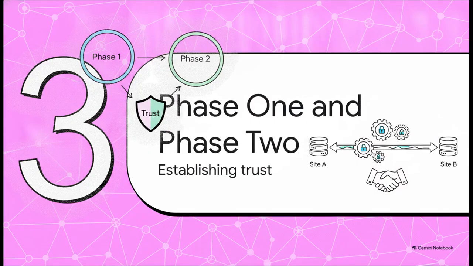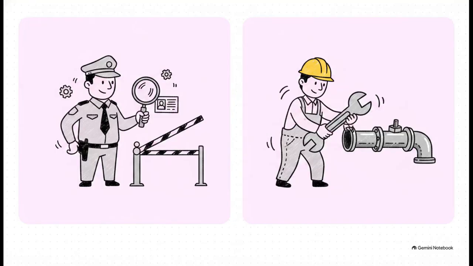Section 3. Phase 1 and Phase 2. Establishing trust and building the pipeline. I always like to think of IKE Phase 1 as the super strict security guard at the front gate doing a thorough ID check, while Phase 2 is the construction crew that actually builds the pipeline. Phase 1 is all about establishing trust between the two firewall peers. It defines who the peer is, the authentication method, the encryption algorithms, and the Diffie-Hellman group. Once, and only once, that trust is completely established, Phase 2 kicks in.